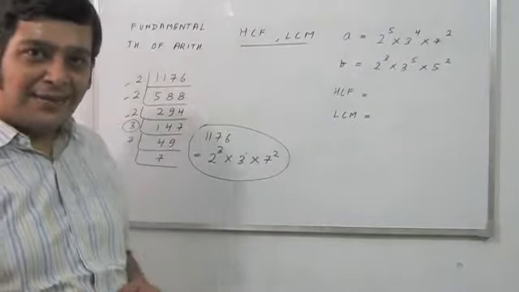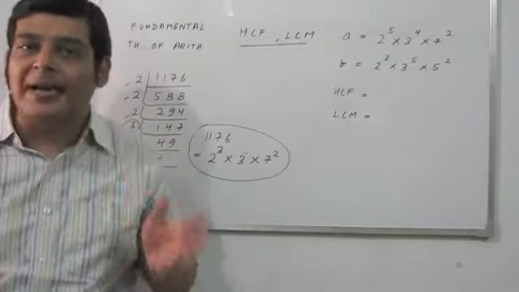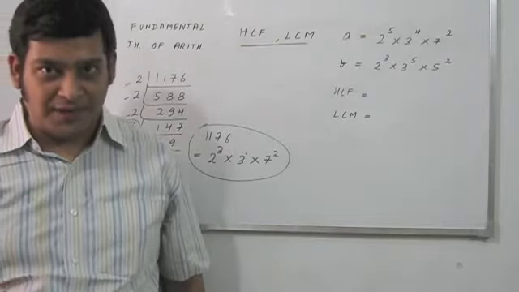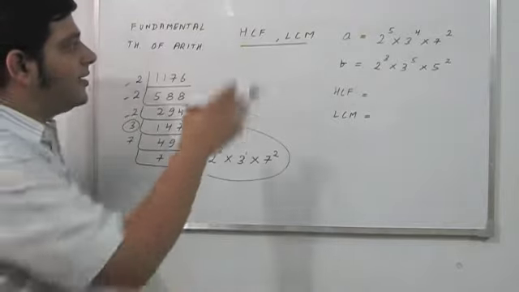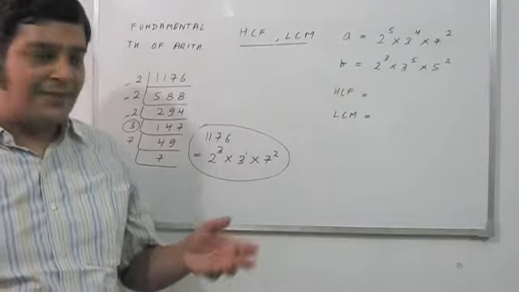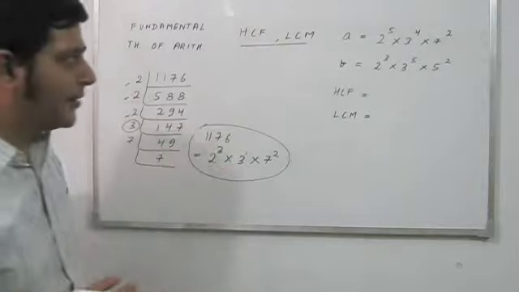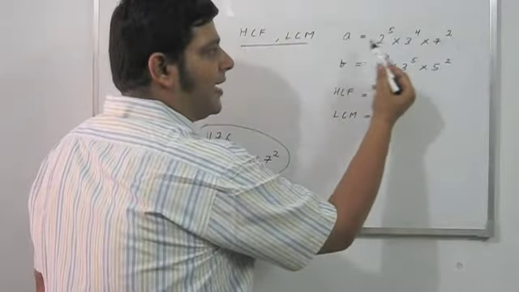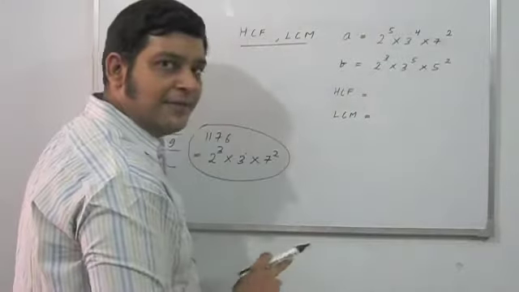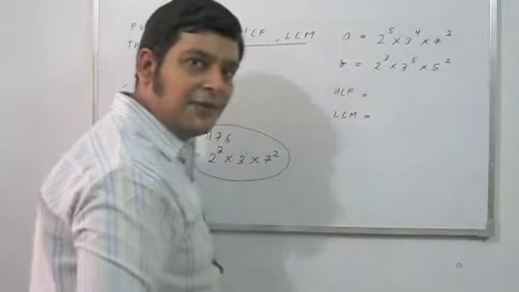What exactly is the HCF? HCF is nothing else but you look at the common primes in the numbers and take their lowest powers which are common. Very similarly, in LCM, you look at all the prime numbers which occur and then you consider their highest powers. Let's again take an example. Say I am given the numbers A and B, where A is 2 to the power 5, 3 to the power 4 and 7 squared. On the other hand, B is 2 cubed, 3 to the power 5 and 5 squared.